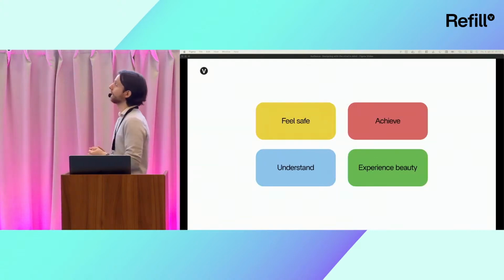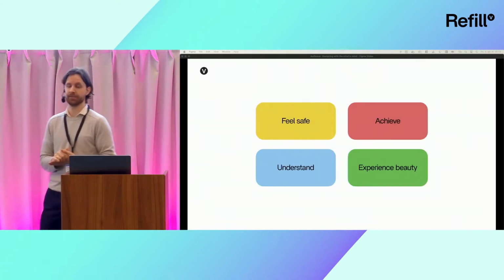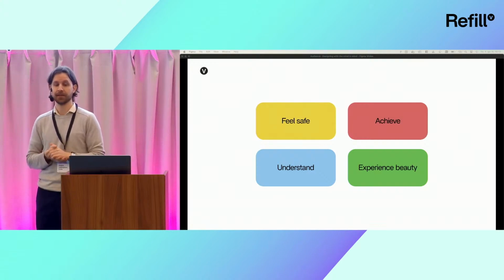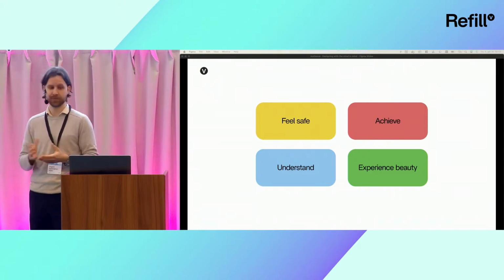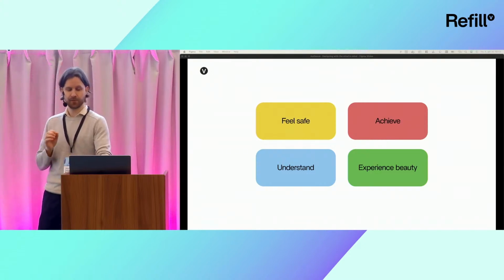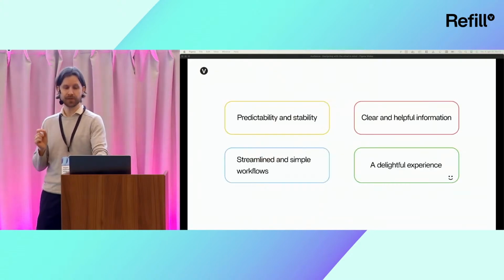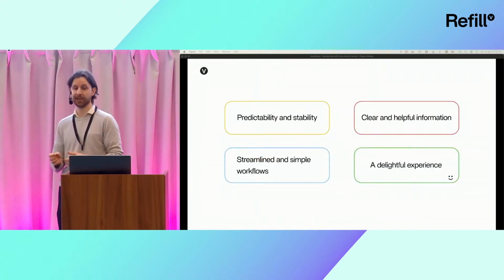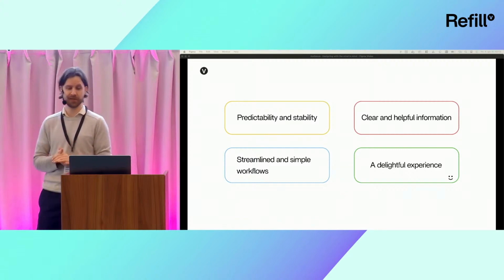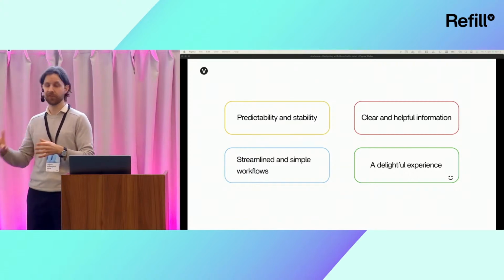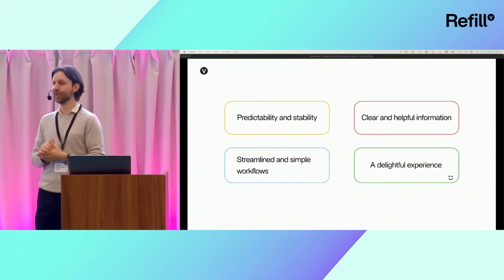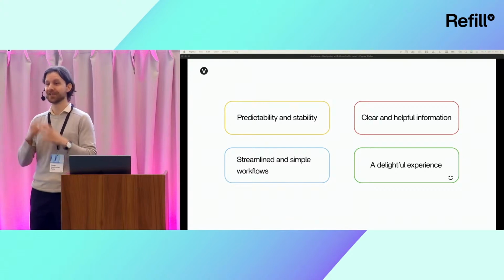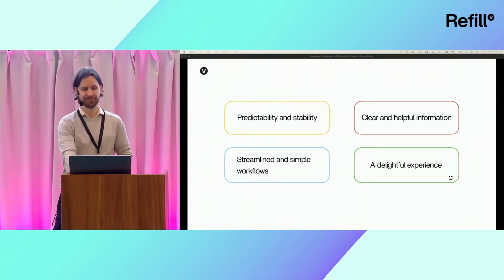And to achieve trust, we have these 4 criteria. We must make the user feel safe and that they're in a safe environment, make them understand our product, make them feel that they achieve something, and also experience beauty. And to achieve these 4, we must create for predictability and stability, clear and helpful information, have a kind of streamlined and simple workflow in our product, and also a delightful experience. So 3 pretty rational concepts, and then 1 that serves the irrational brain in this context.